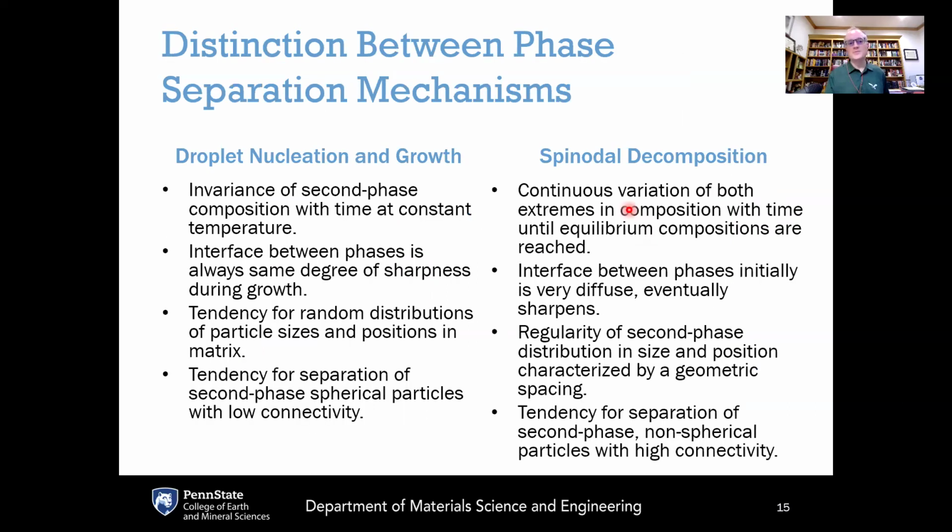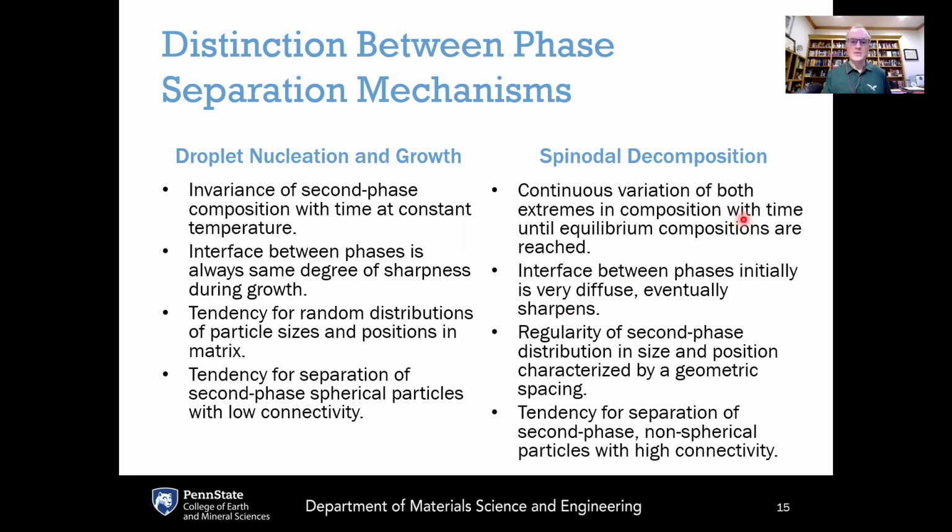To say it again in words, droplet nucleation and growth is governed by an invariance of the second phase composition with time at constant temperature, meaning that the droplet phase always has the same composition. And it's really the concentration of the matrix phase that is evolving as the droplets are growing. The interface between the phases is always sharp during growth. There's also a tendency for random distributions of particle sizes and positions of the droplets. And there's a tendency for separation of second phase spherical particles with low conductivity. So you don't get much connectivity between the droplets in droplet nucleation and growth.